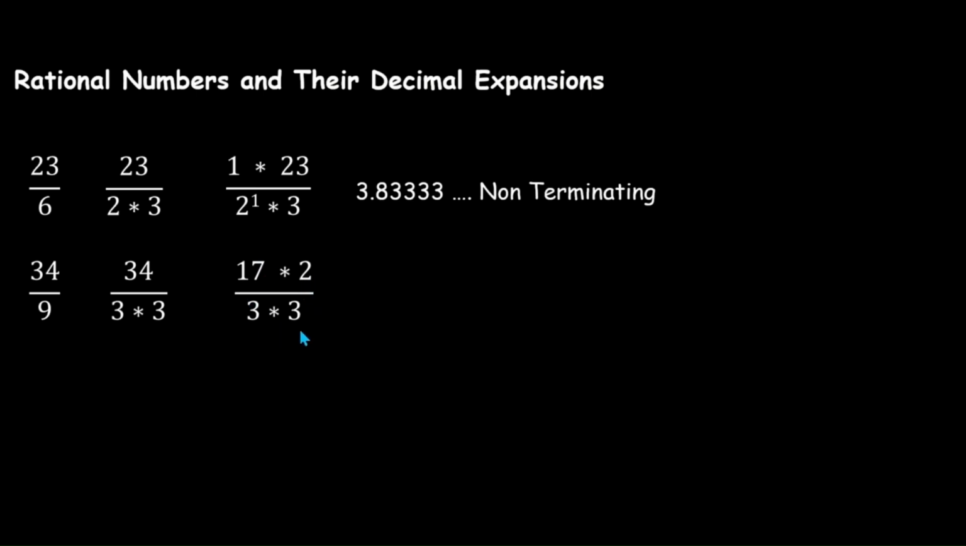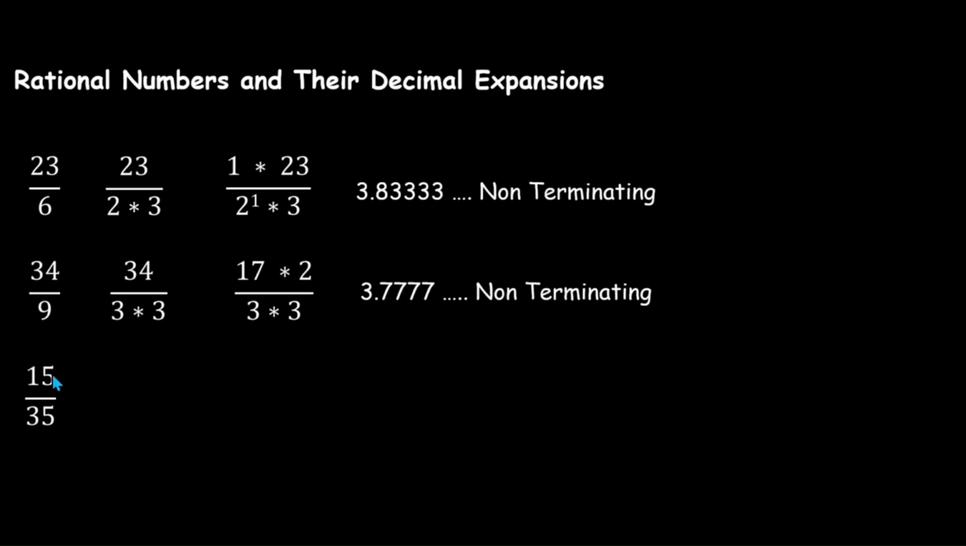And the denominator is definitely not in the 2 power m into 5 power n form. So the conclusion is 34 by 9 is a non-terminating decimal expansion. And if we do the actual division, we get 3.77, where the digit 7 keeps on repeating.